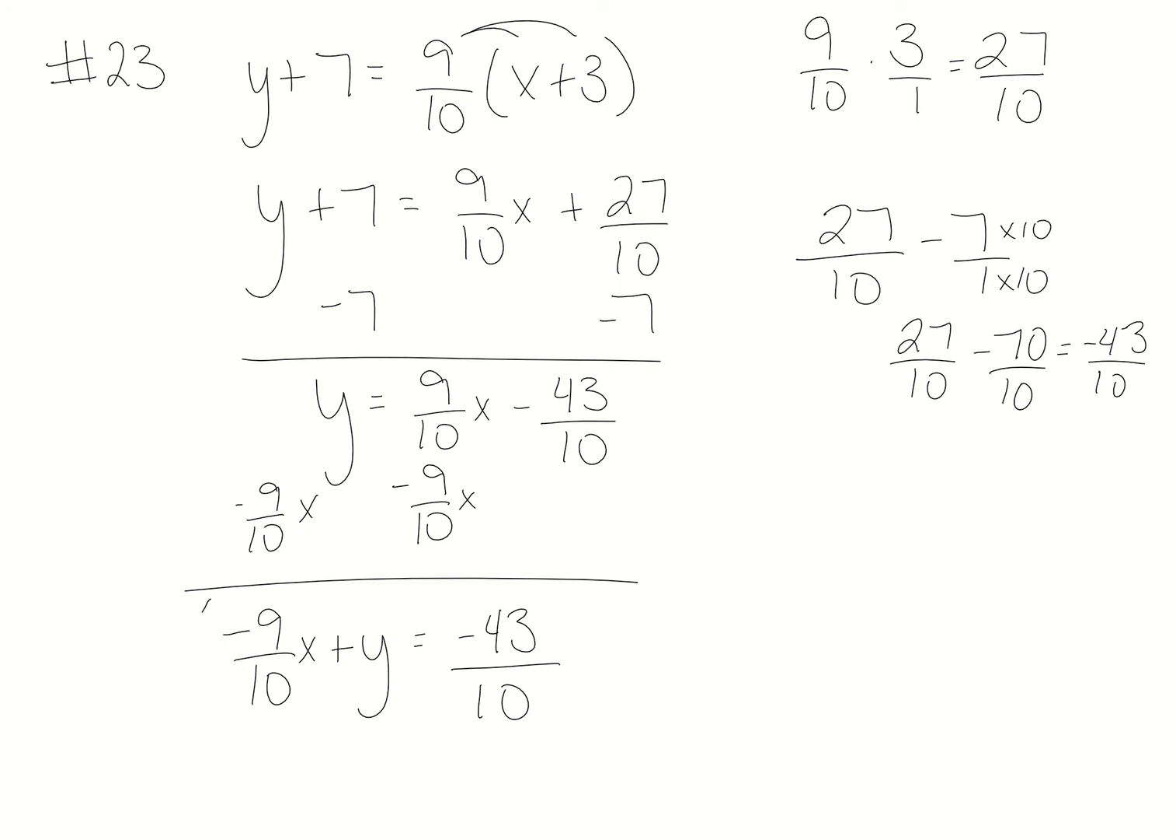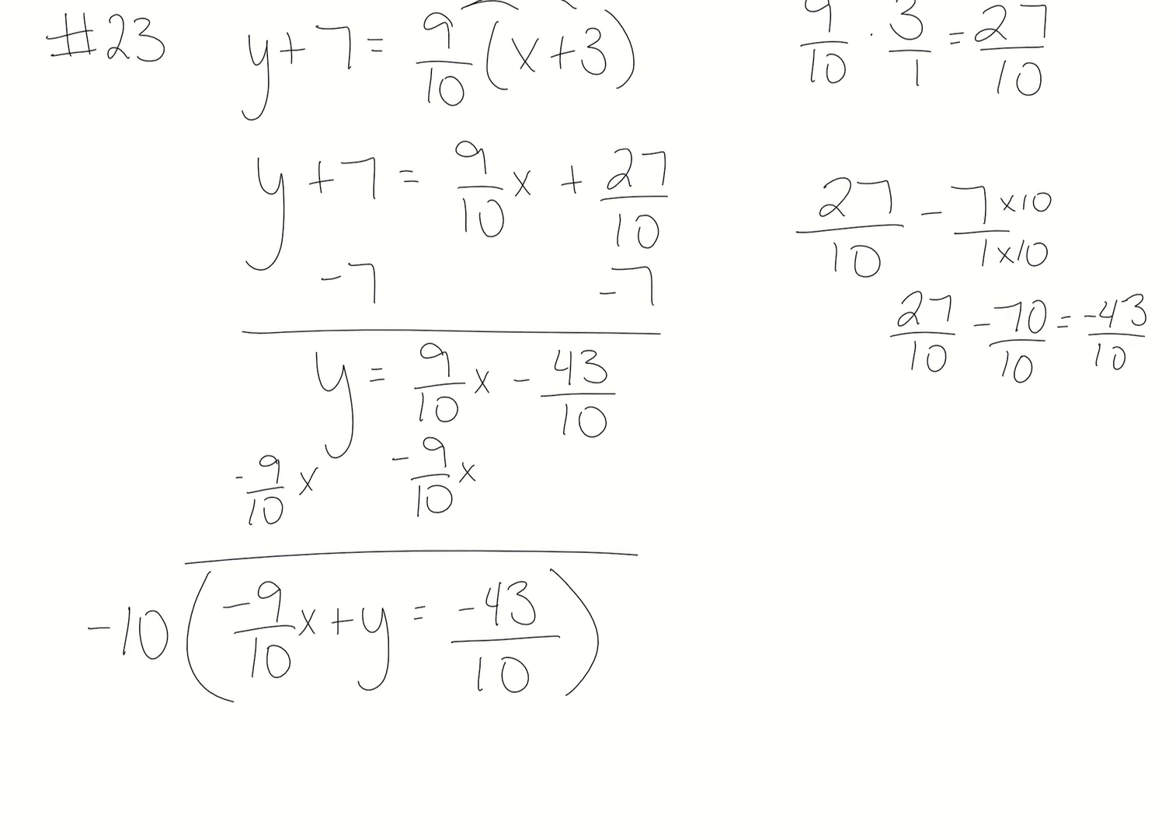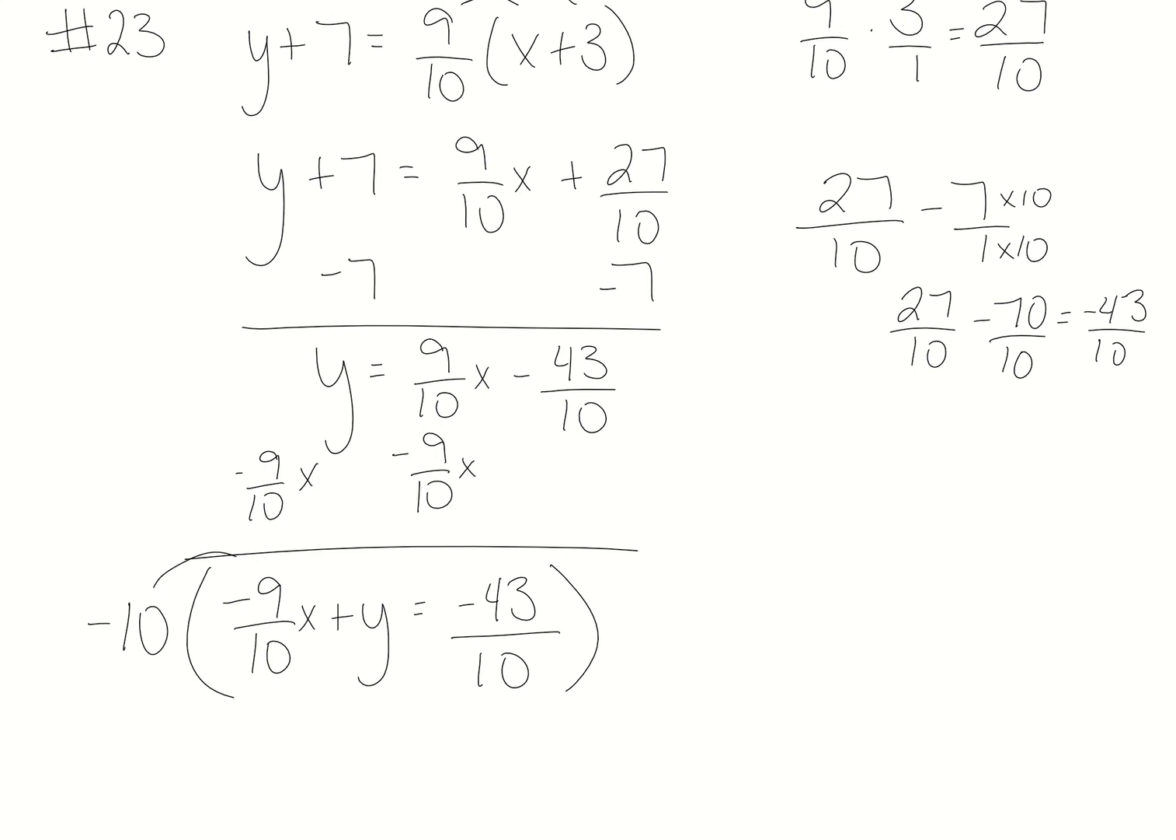So in order to get this out of a fraction, I'm going to multiply it by the denominator, which is 10. And I'm also going to multiply it by a negative in order to make this term a positive. When I do that, I now have to distribute this negative 10 to each term.